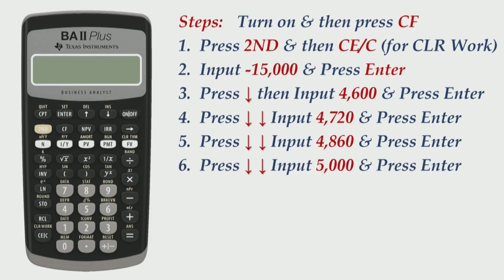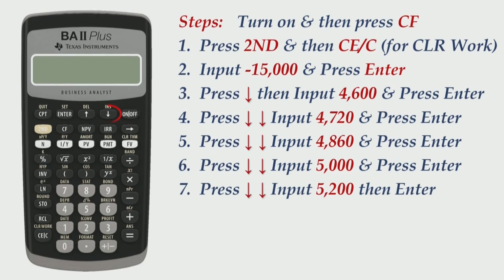Likewise, again press the downward arrow key 2 times, 1 and 2, then input 5000 and press enter. 4 years entry done. Now for the fifth year, you again press the downward arrow key 2 times, 1 and 2, input 5200 and then press enter.